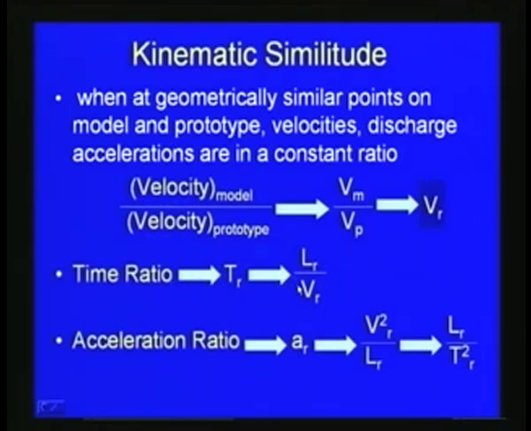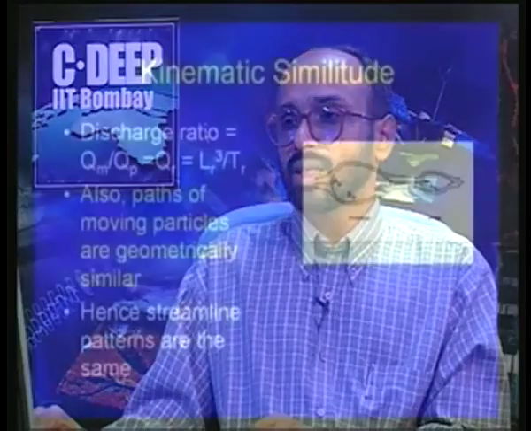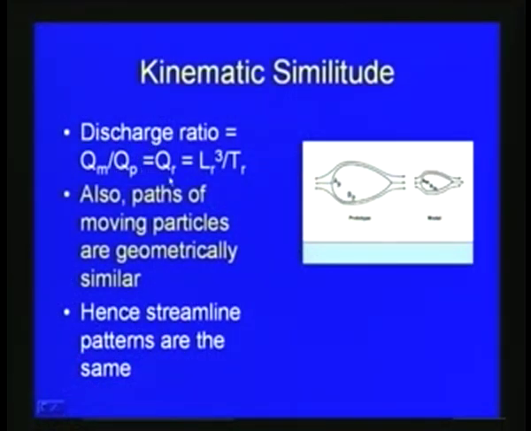So the time ratio is generally represented as Lr by Vr, and the acceleration ratio is Vr square by Lr, that is equal to Lr by Tr square, so that meter per second square comes. So various parameters like time, acceleration, velocity, and then the discharge. The discharge ratio is Qm by Qp, the discharge of the model divided by the discharge of the prototype, that is the ratio Qr, equal to Lr cube by Tr. Lr is the length ratio and Tr is the time ratio.